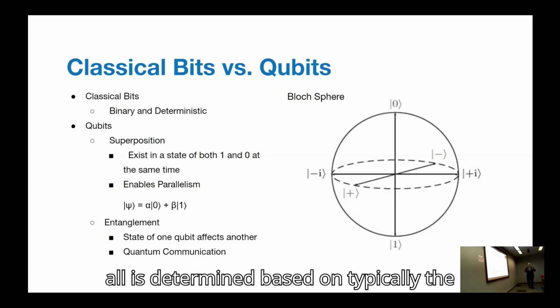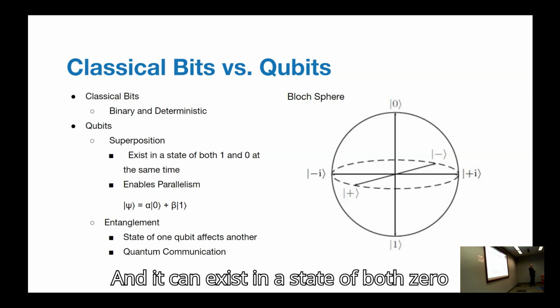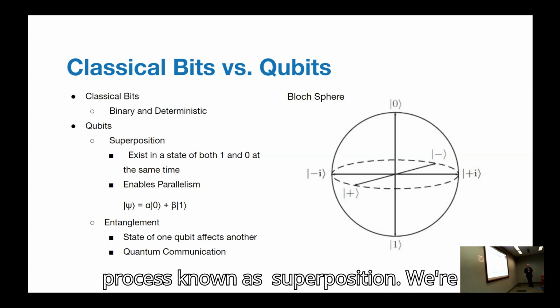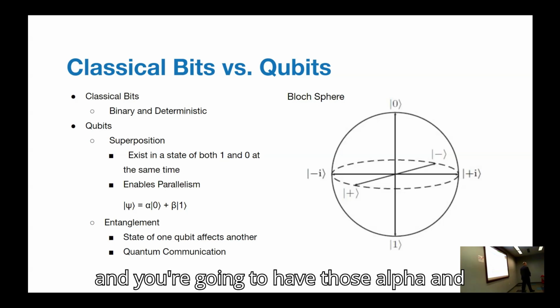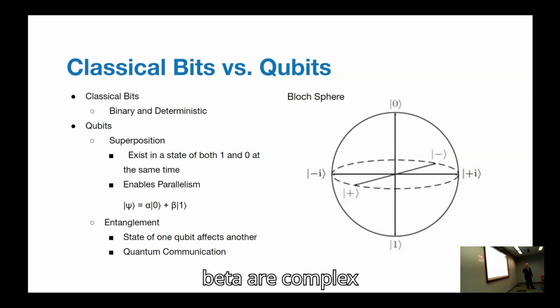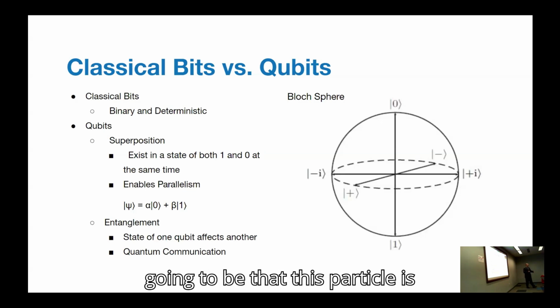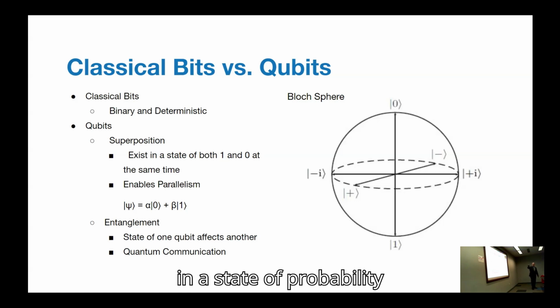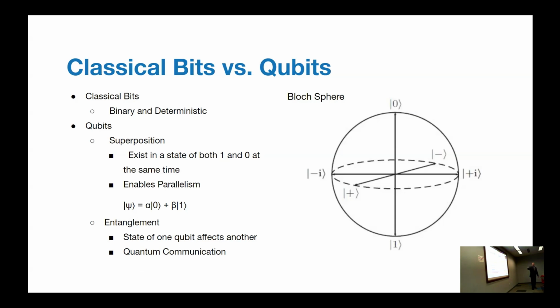The qubit is typically determined based on the spin of a quantum particle. It can exist in a state of both 0 and 1 at the same time through a process known as superposition. We're going to describe that state as this psi here. Alpha and beta are complex probabilities: the particle has probability alpha of being in state 0 and probability beta of being in state 1.